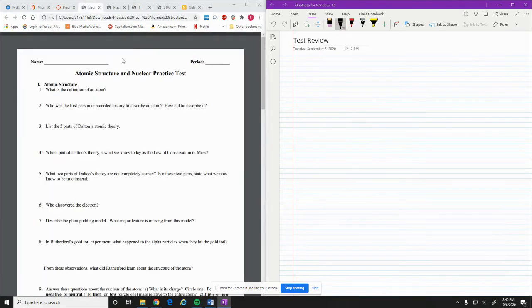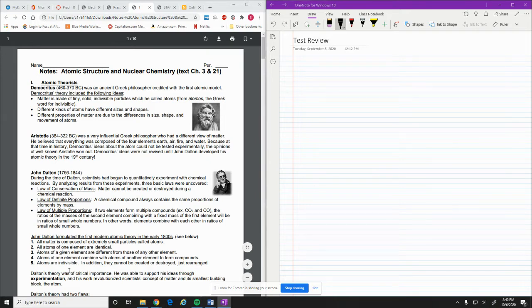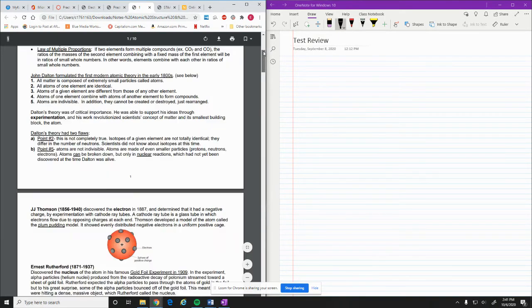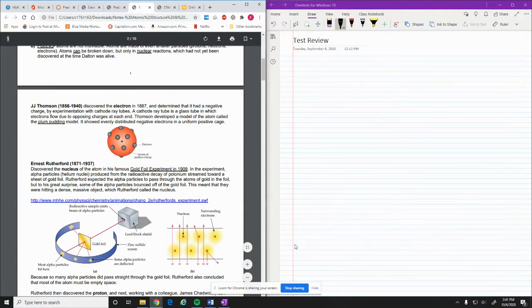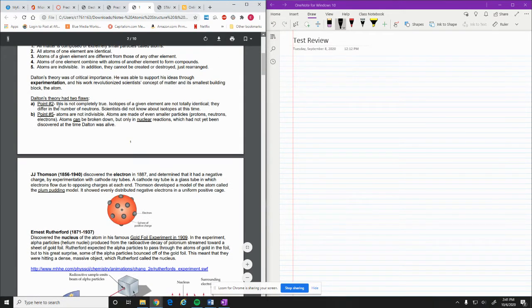The other thing that we have is question number 5, where it's asking which 2 parts of Dalton's theories are not completely correct. Make sure you go back and look over these. So, if we're looking at your notes again, John Dalton talks about 5 things. But it says John Dalton's theory had 2 flaws. Point number 2, this is not completely true, where all atoms of one element are identical.